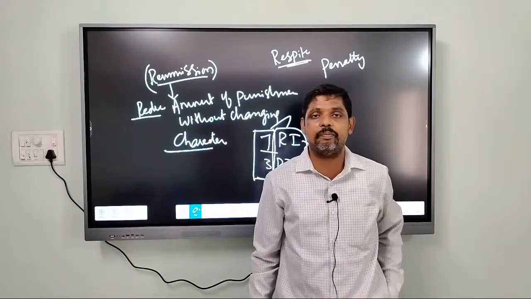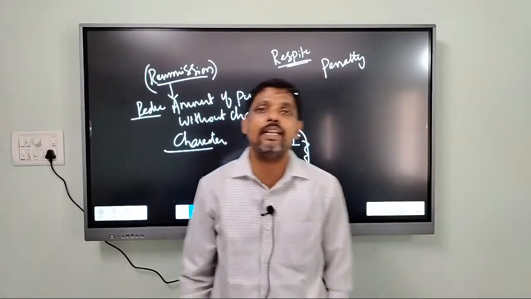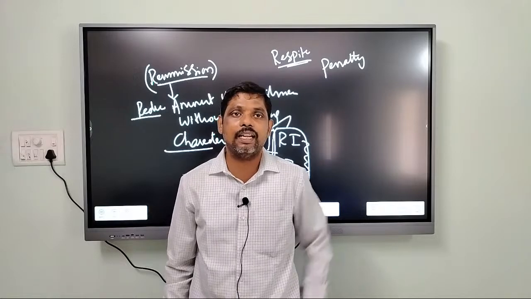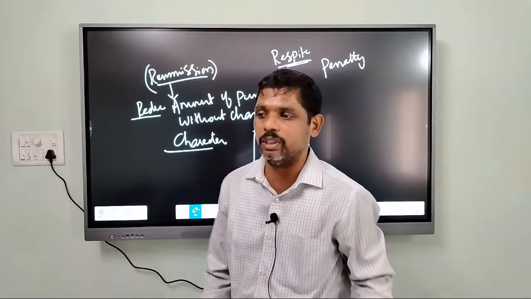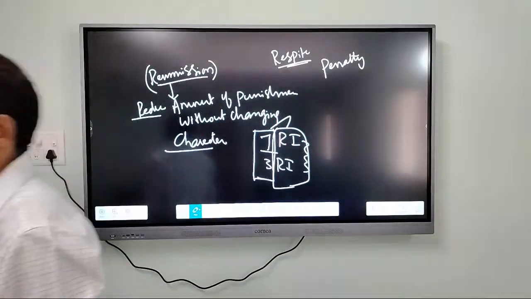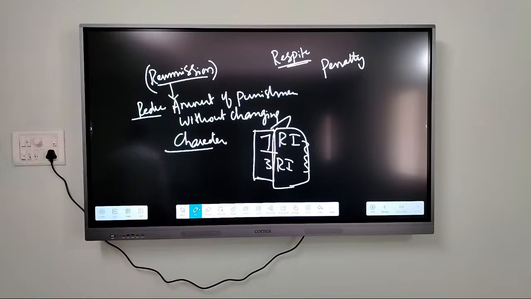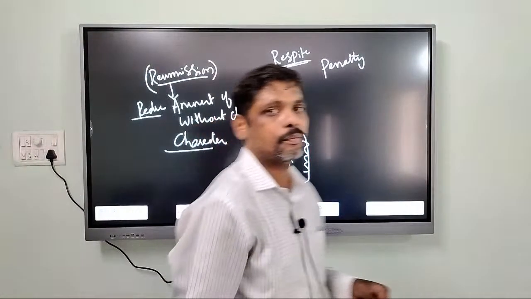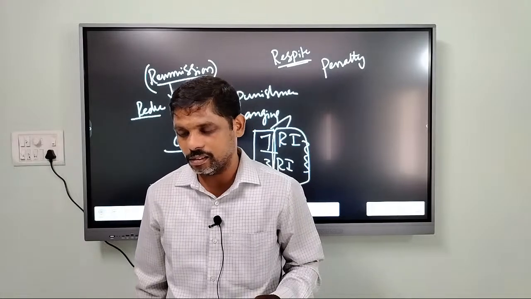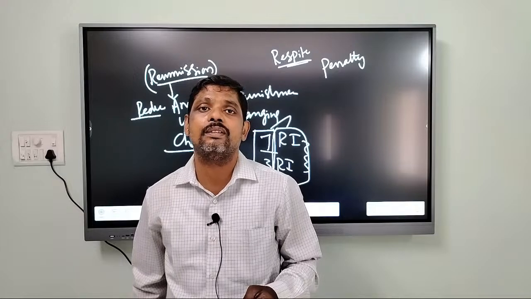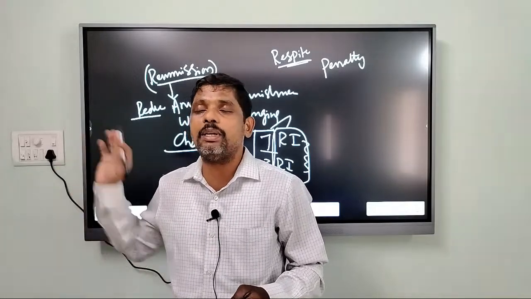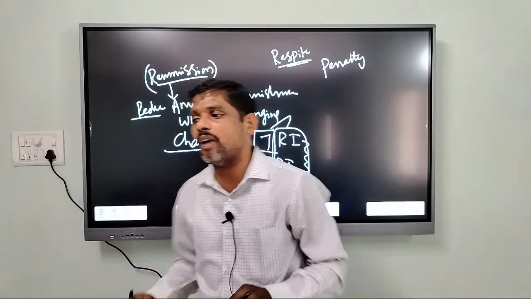The President of India can provide respite. The death convict in the Rajiv Gandhi assassination case, Nalini, you all know about this, right? She was given respite when she was pregnant. So this is one kind of option for the President of India.